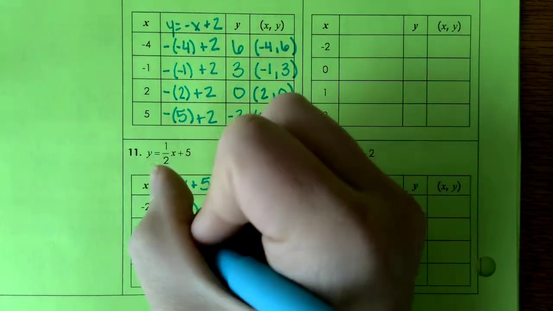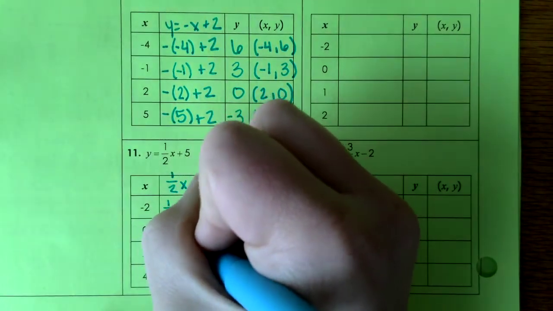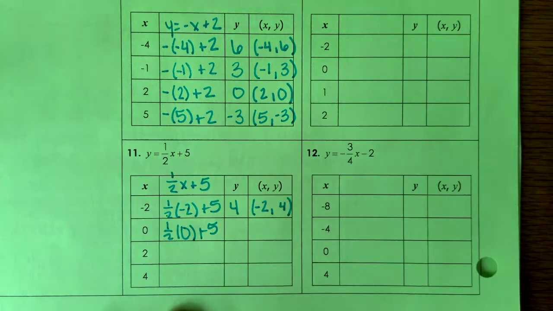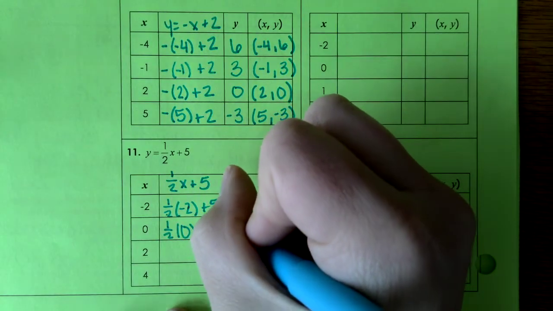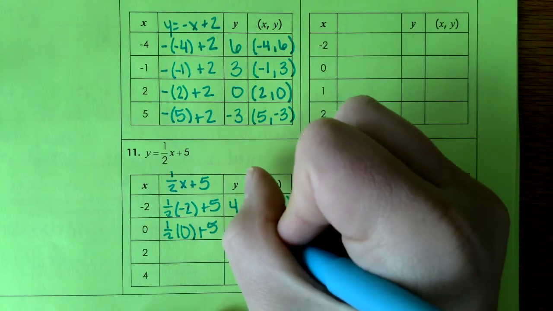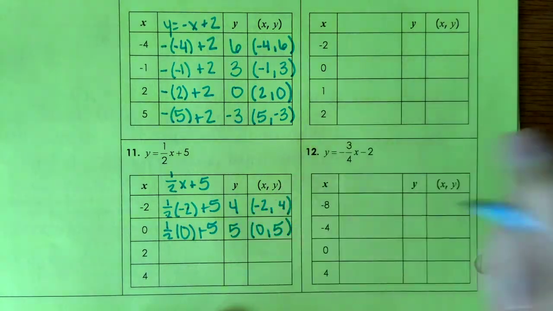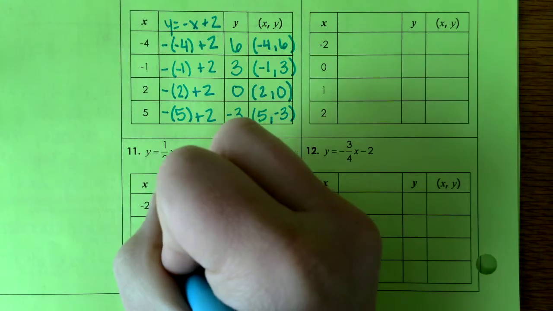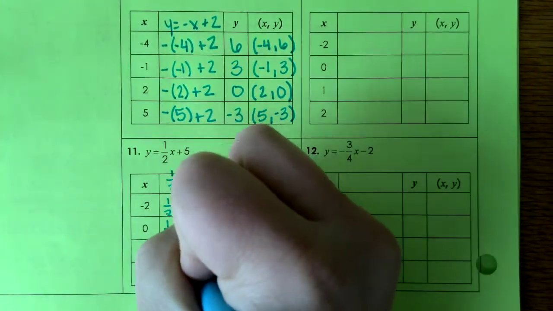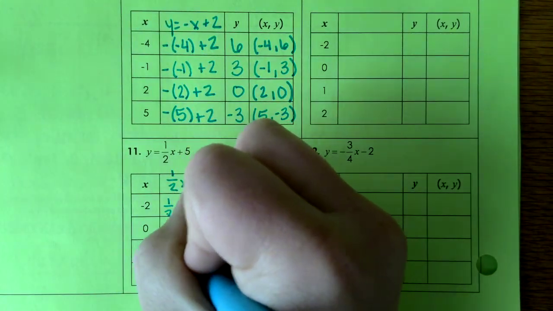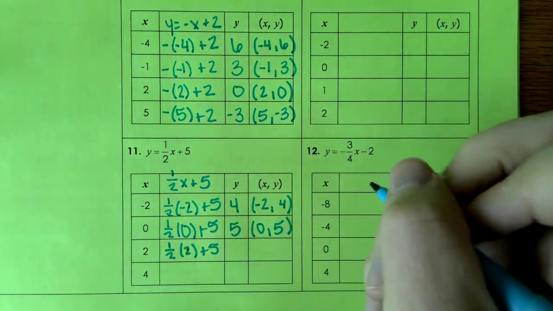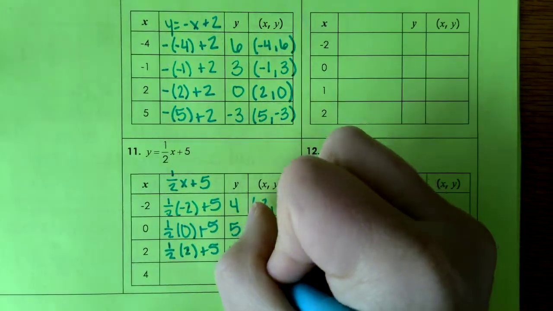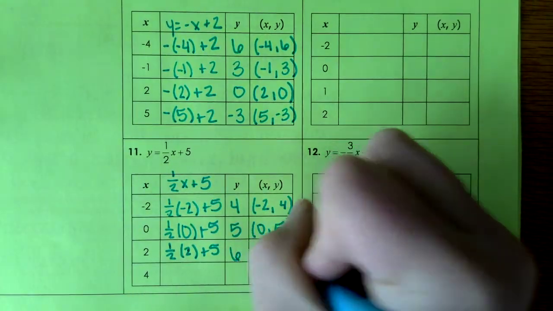Okay. Well, then I have 1/2 times 0 plus 5. Anything times 0 is 0. Plus 5 is going to give me 5. So I have 0, 5. Okay. Then I have 2. So 1/2 times positive 2 plus 5. 1 times 2 is 2. 2 divided by 2 is 1. 1 plus 5 is 6. So I have 2, 6.